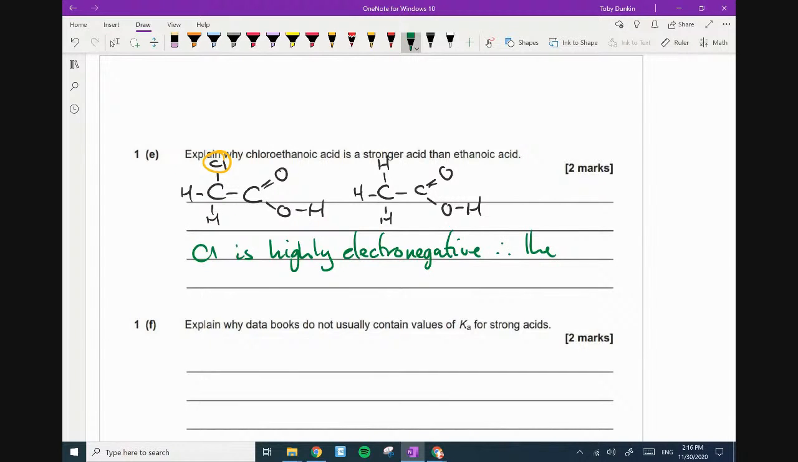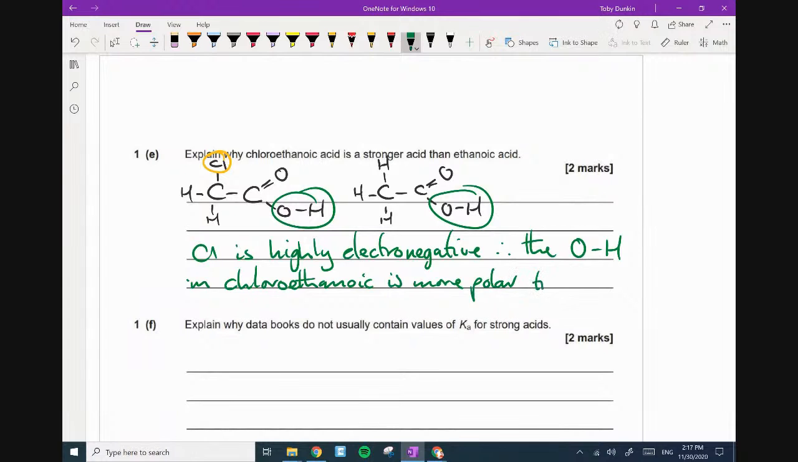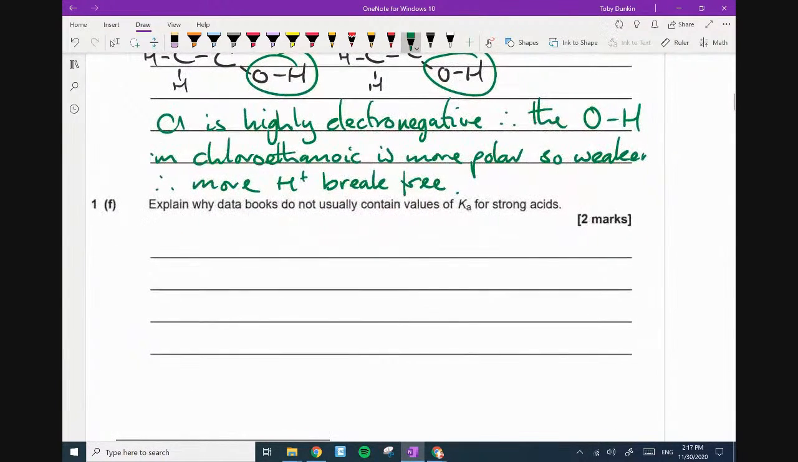Therefore, the OH bond in chloroethanoic acid is more polar, so weaker, therefore more H pluses break free. Stronger acid. Dissociate if you like. If you prefer dissociate, more H pluses dissociate. Those people who really like the great chemistry.